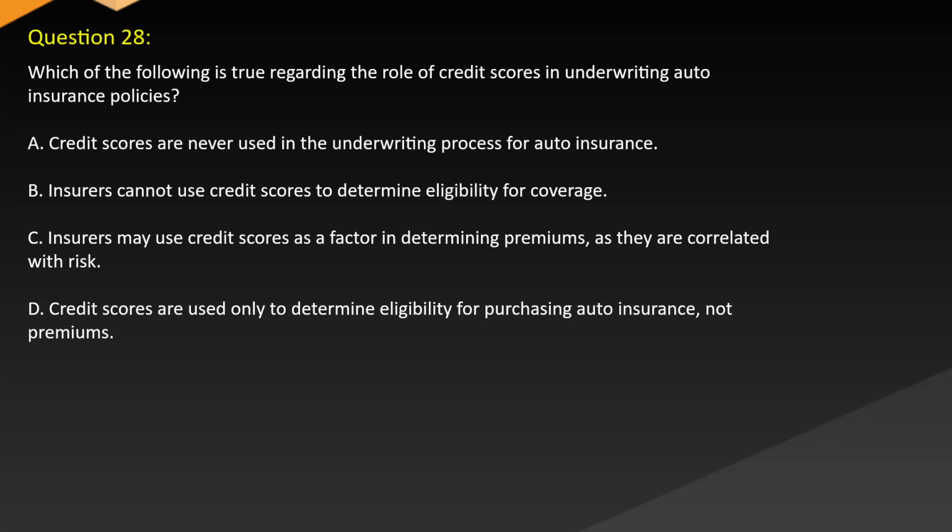Question 20. Which of the following is an example of a physical hazard in underwriting? A. An applicant who has a history of substance abuse. B. An applicant who lives in an area prone to frequent earthquakes. C. An applicant's house with old, faulty wiring that poses fire risk. D. An applicant who works in a high-stress occupation.